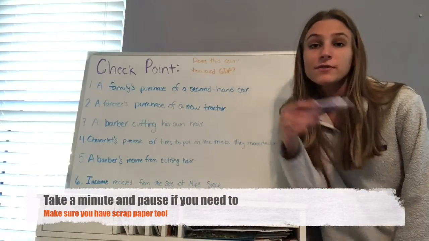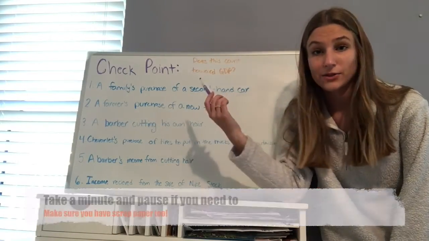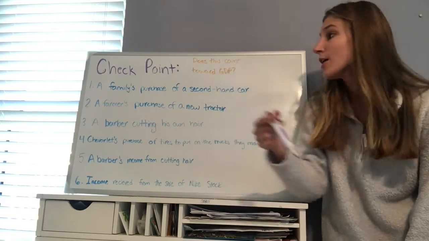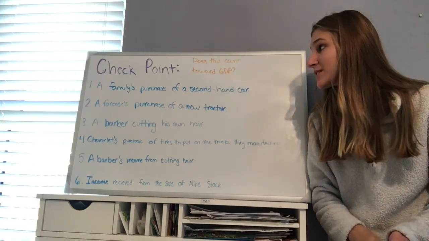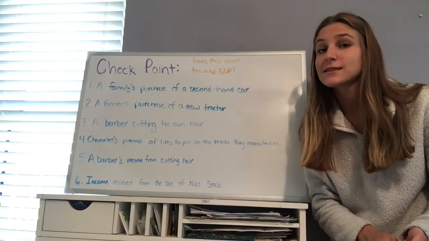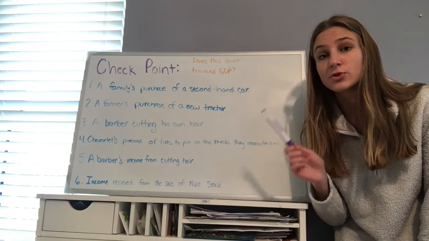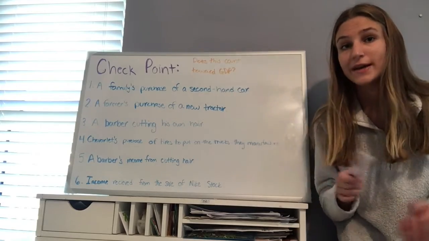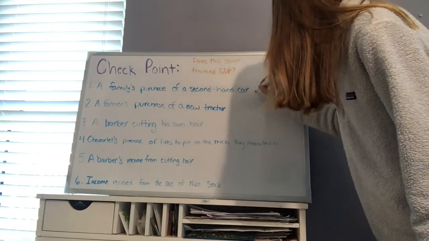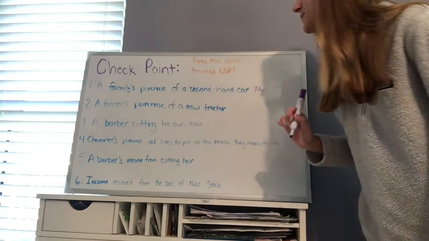Hi guys, we're going to review what we just learned by going over what counts towards GDP and what does not. First up, we have the family's purchase of a second-hand car. This is not counted towards GDP because this car was already counted towards GDP when it was sold brand new, and we don't want to count it twice. So we're going to give this an NC for not counted.